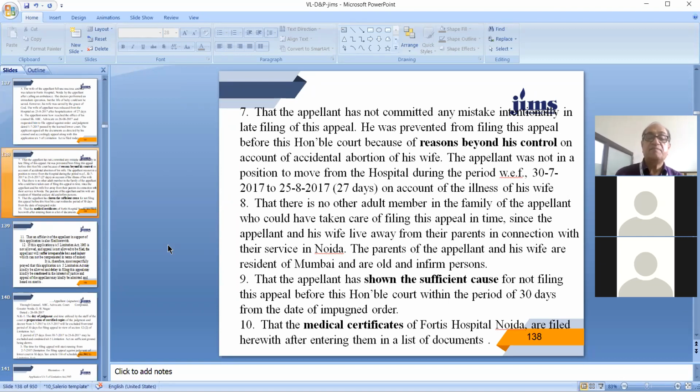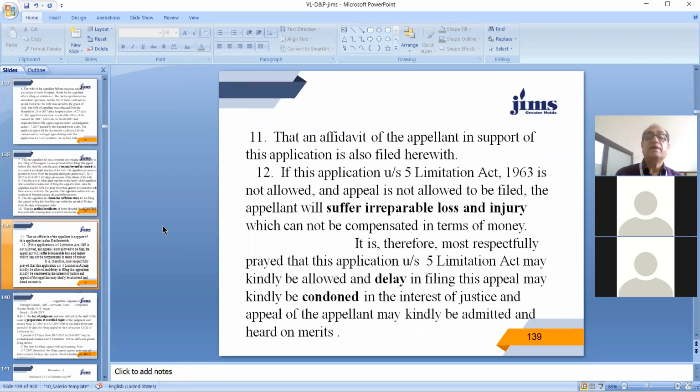Para 10, the medical certificates of Fortis Hospital Noida are filed herewith after entering them in a list of documents. Para 11, that an affidavit of the appellant in support of this application is also filed herewith. Para 12, if this application under Section 5 of the Limitation Act 1963 is not allowed and the appeal is not allowed to be filed, the appellant will suffer irreparable loss and injury, which cannot be compensated in terms of money.